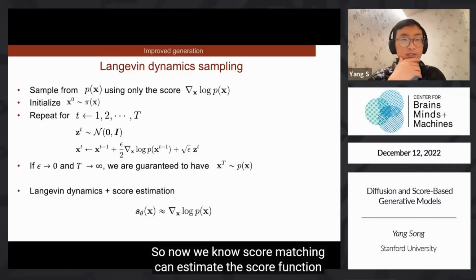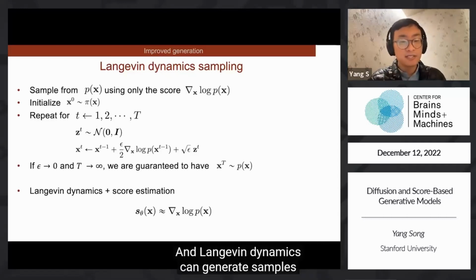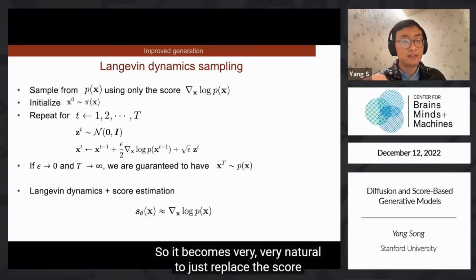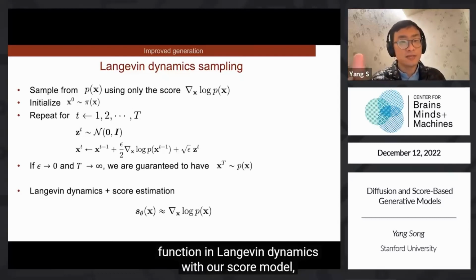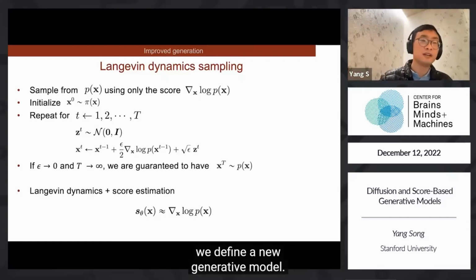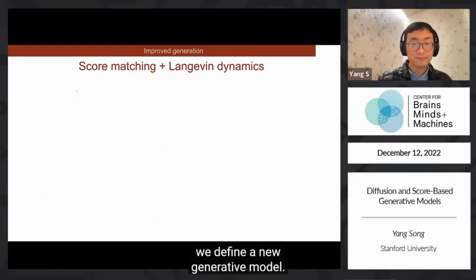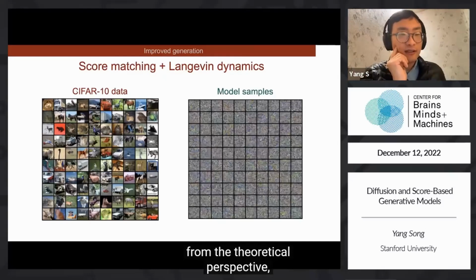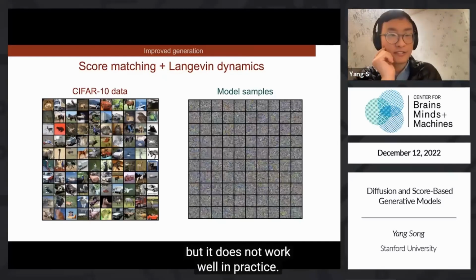So now we know score matching can estimate the score function of data, and Langevin dynamics can generate samples from the score function. So it becomes very natural to just replace the score function in Langevin dynamics with our score model, and then we can generate new data samples. We define a new generative model. So this approach sounds very nice from the theoretical perspective, but it does not work well in practice.